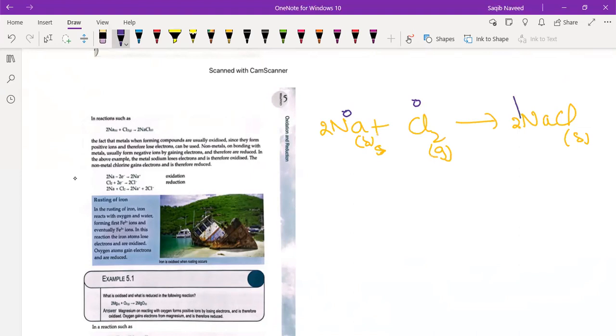Now it's a compound. A compound can have two different kinds of charges, so its total charge, if nothing is given, would be taken as 0. Got it? So what is the charge on sodium?